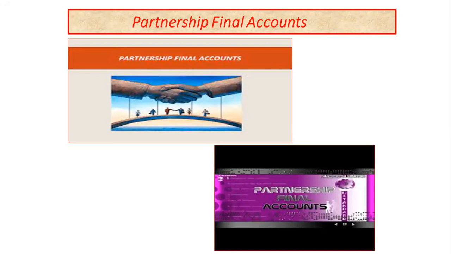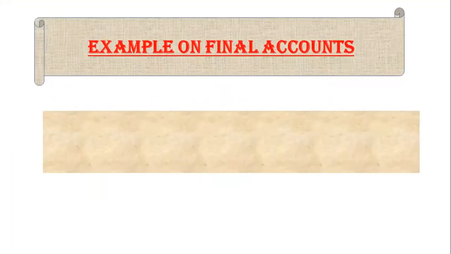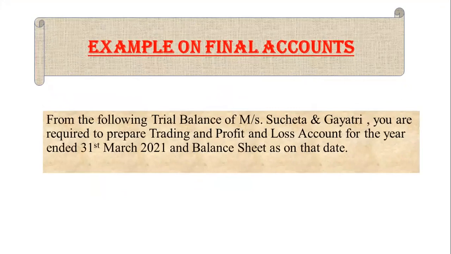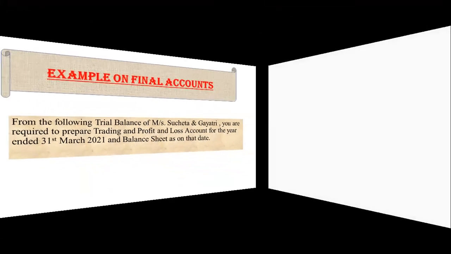How is it to be maintained? Let's go through the example, which is as follows. From the following trial balance of Messrs. Sucheta and Gayatri, you are required to prepare trading and profit and loss account for the year ended 31st March 2021 and balance sheet as on that date.